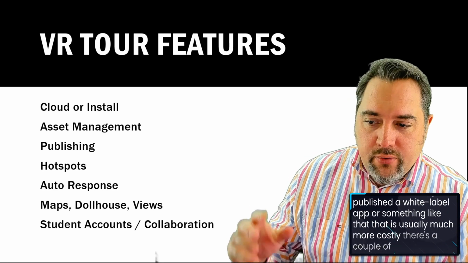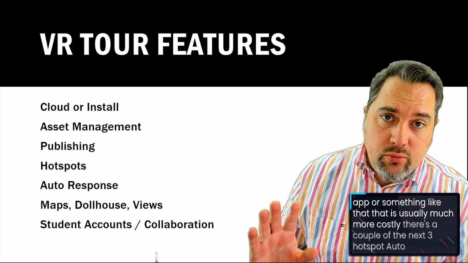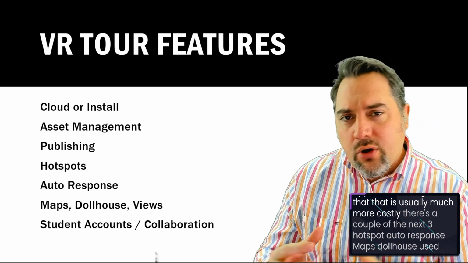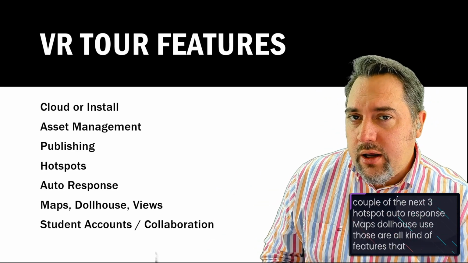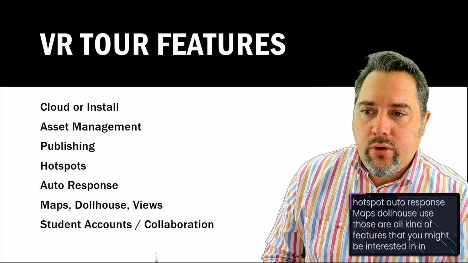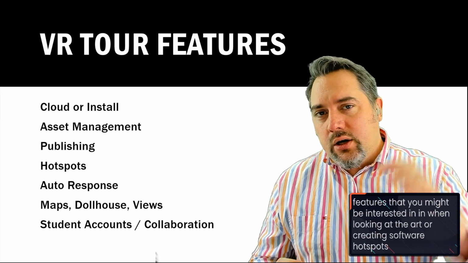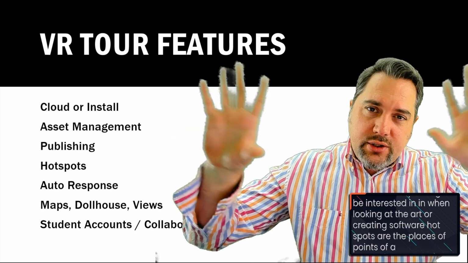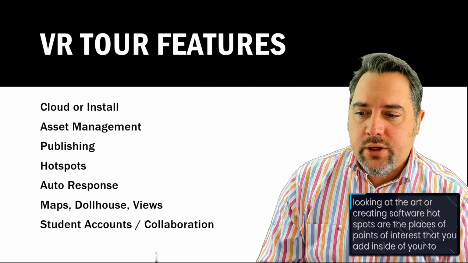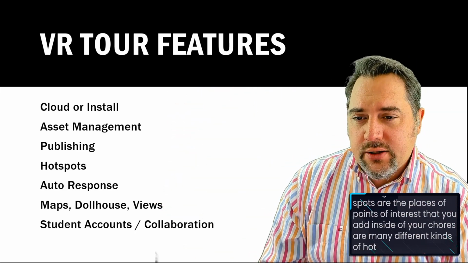There's a couple of next three: hotspots, auto response, maps, and dollhouse views. Those are all features that you might be interested in when looking at VR tour creating software. Hotspots are the points of interest that you add inside of VR tours. There are many different kinds of hotspots.